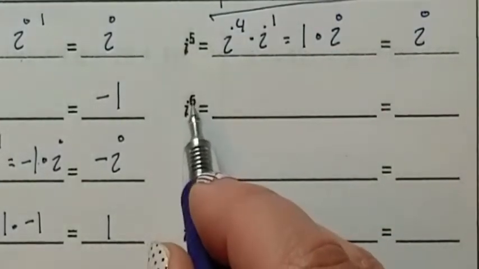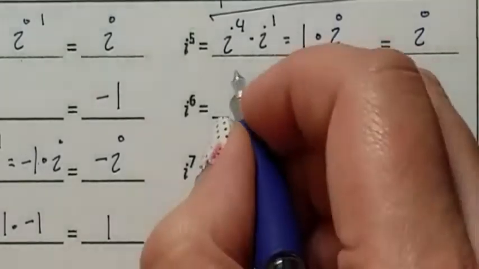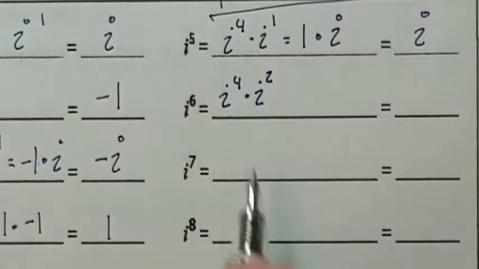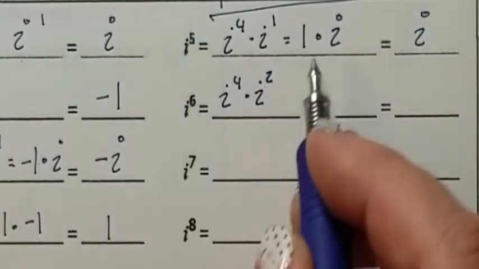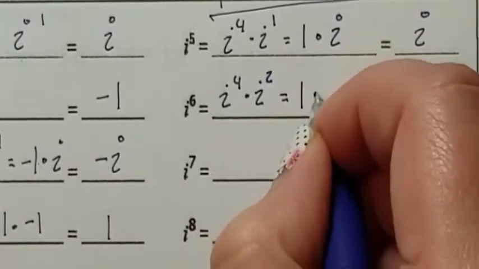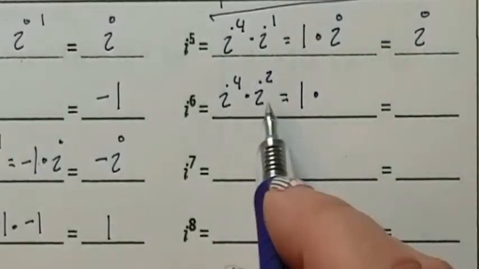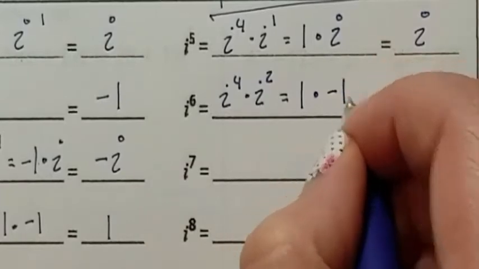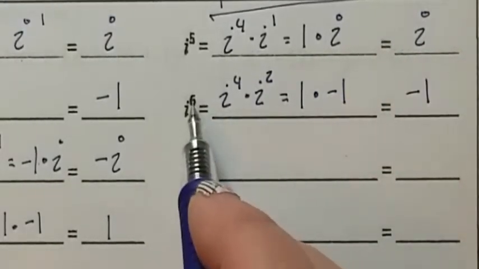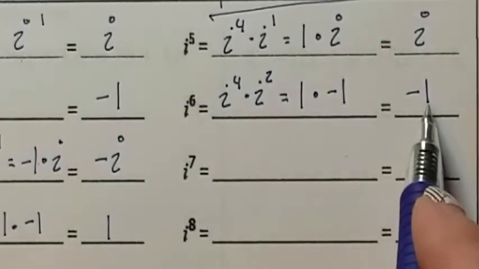Well, what about i to the sixth? I can make a 6 by taking i to the fourth times i to the second, because 4 plus 2 is 6. I know i to the fourth: you told me it was 1. I know i to the second: you told me it was negative 1. 1 times negative 1 is negative 1. So i to the sixth simplifies down to negative 1.